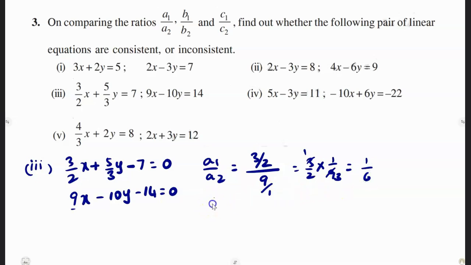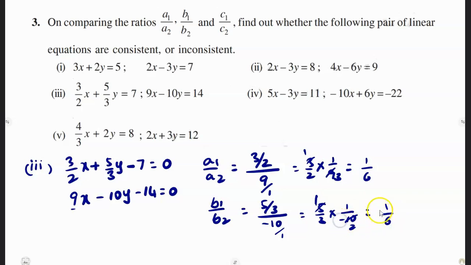Now coming to b1 by b2. Let us see, b1 by b2 is, b1 is 5 by 3. Let us write 5 by 3 in the numerator. b2 is minus 10. Think of minus 10 as minus 10 by 1. So we can write it as 5 by 3 times 1 by minus 10. And 5 ones, 5 twos. Again you will get 1 by 6, but with a negative sign. Be careful, there is a negative sign. So 1 by 6 and minus 1 by 6.